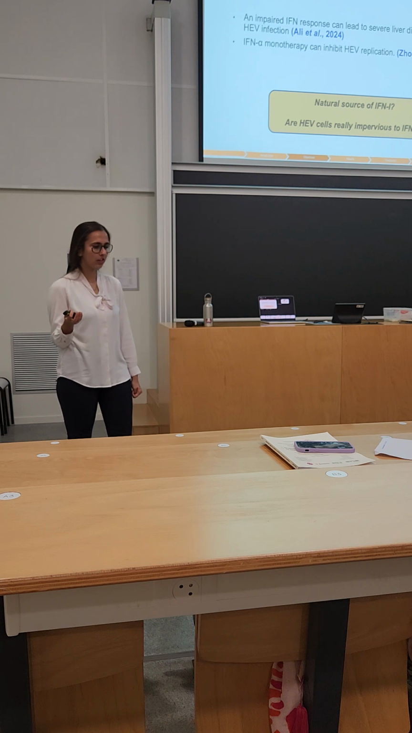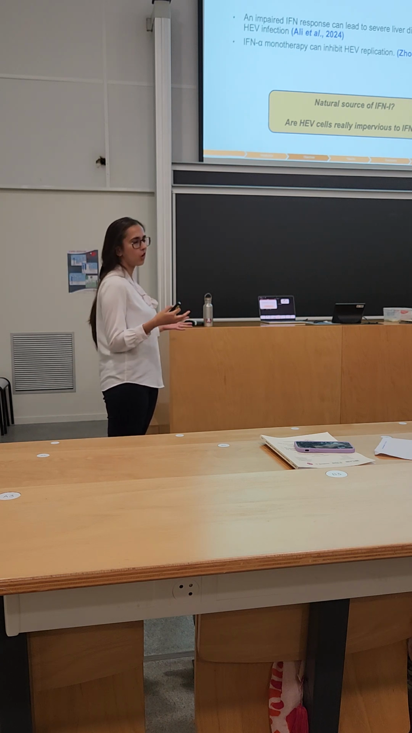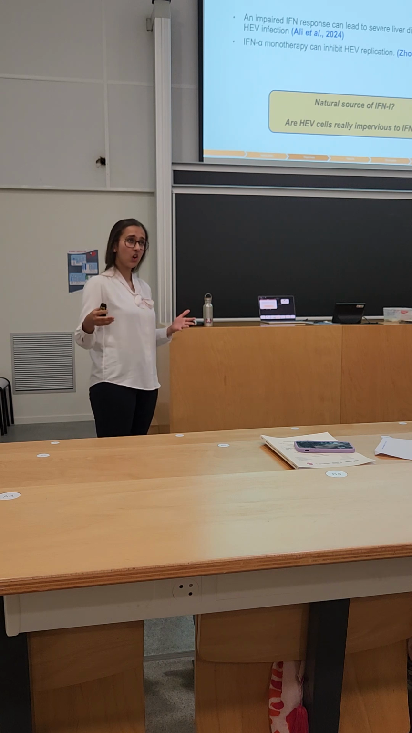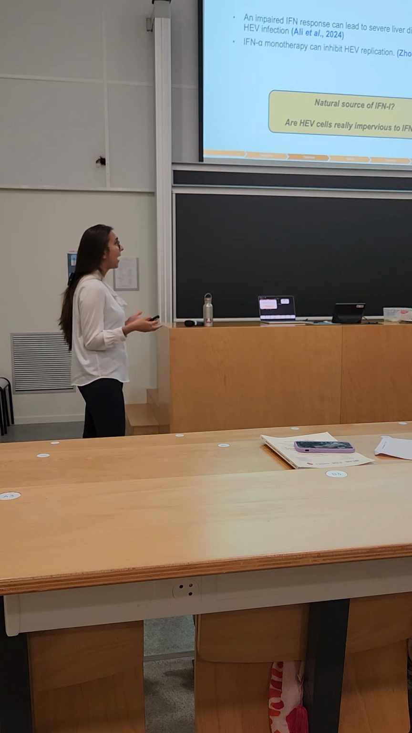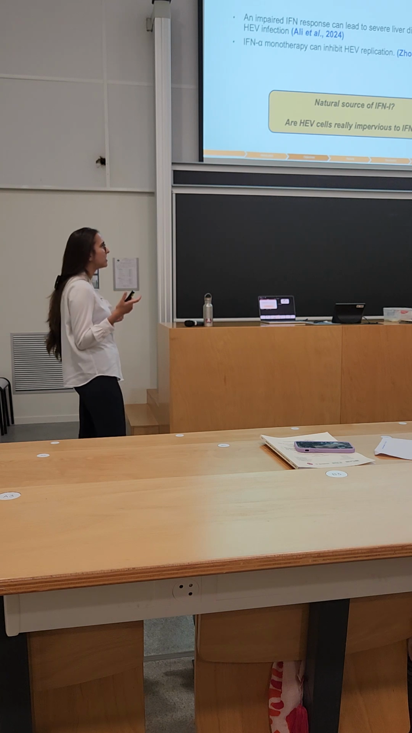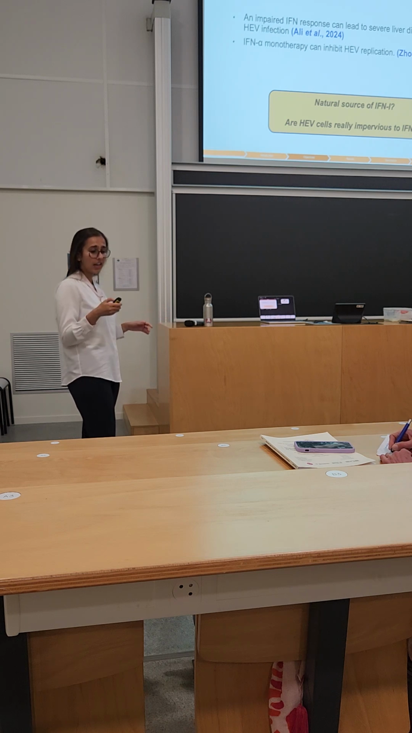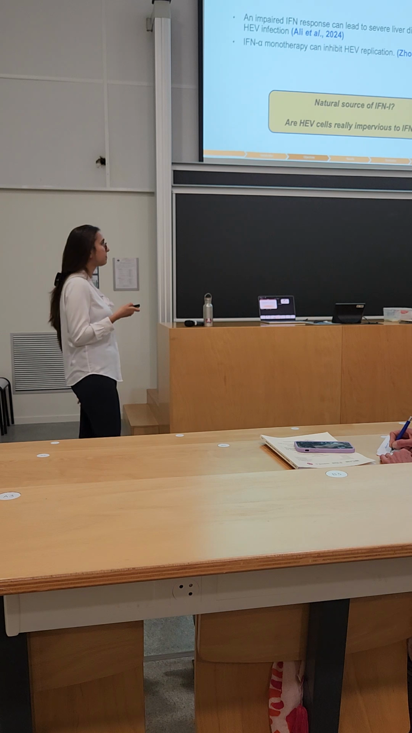So, the main question here is, is there a natural producer of interferon 1 in the context of HEV? And does the interferon type 3 production by hepatic cells make the HEV-infected cells impervious or resistant to interferon type 1? These are the questions we really wanted to ask through our project.